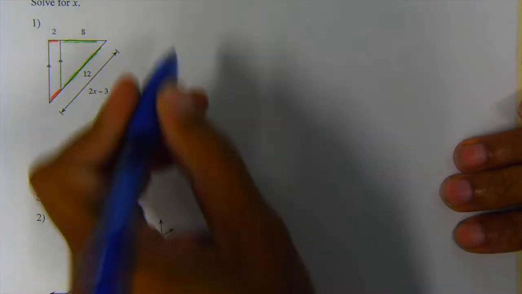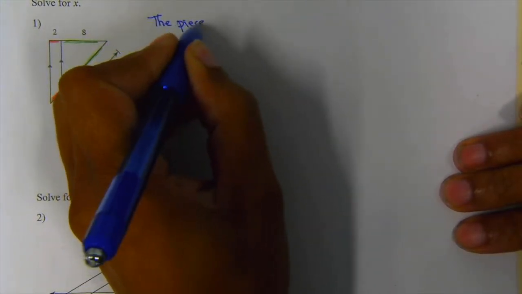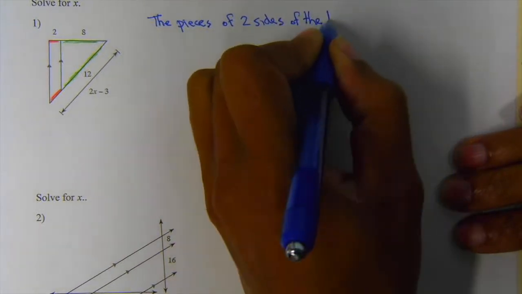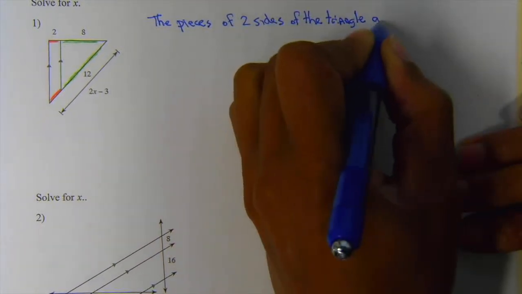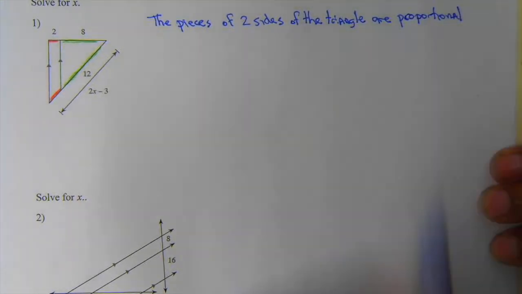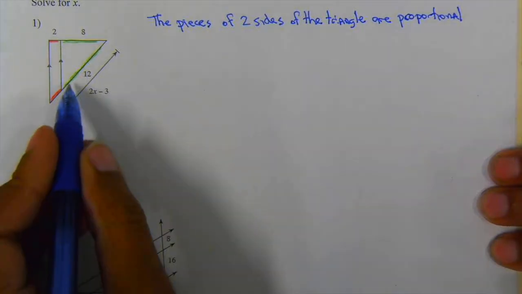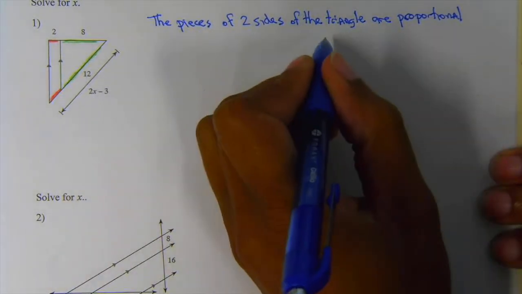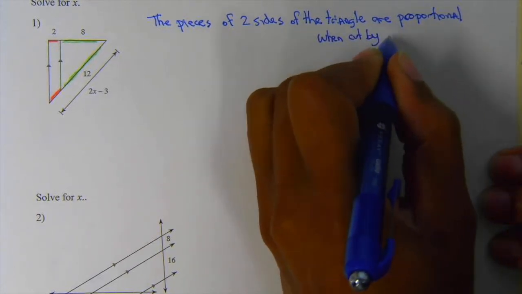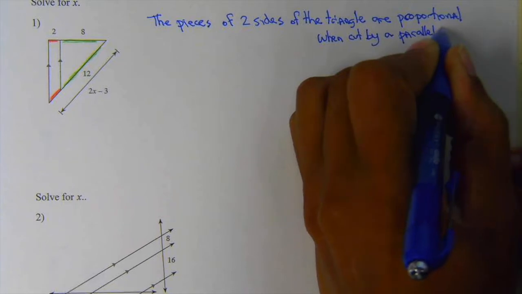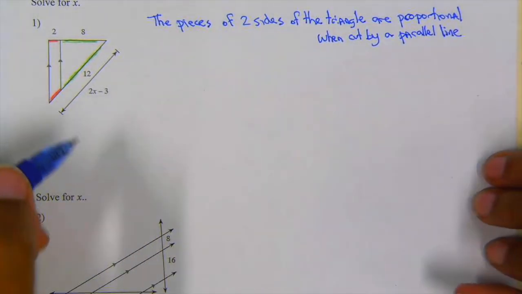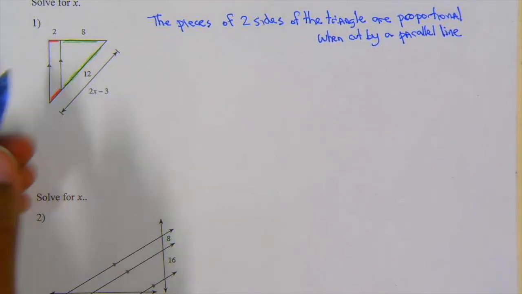So the pieces of two sides of the triangle are proportional. And the time when they're proportional is when it's cut by a parallel line. Okay, so whenever you have these pieces that are proportional, you can set up a proportion. So there's more than one way to do it.